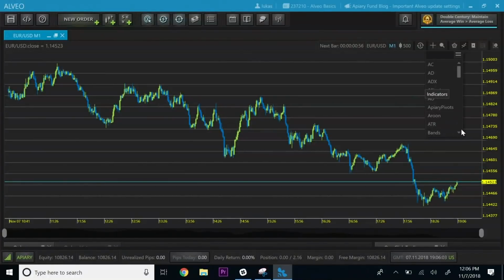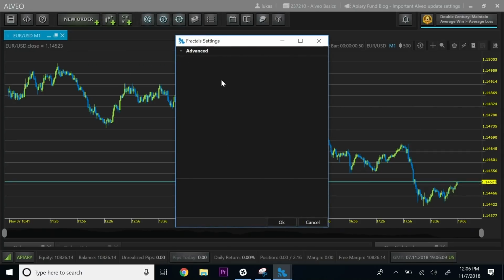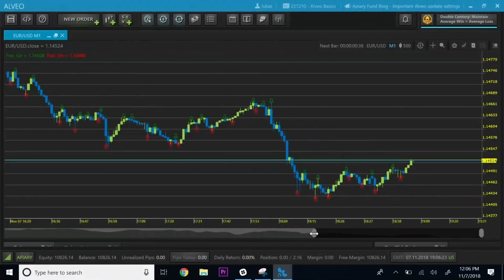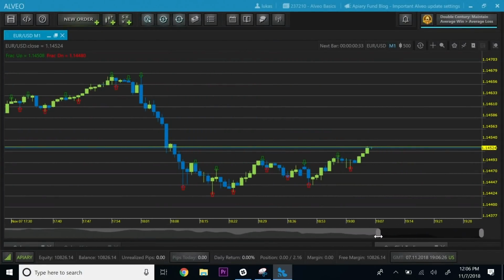But if we pull these up on Alveo, let me just switch over to Alveo real fast and we'll add the fractals on. Looking at the settings within Alveo, there's nothing there because the fractal is a set definition of those 5 candles. If we zoom in on the market price, we have fractal down and fractal up, as they're referred to. Fractals down are just on that bearish side, fractal up is just on that bullish side.